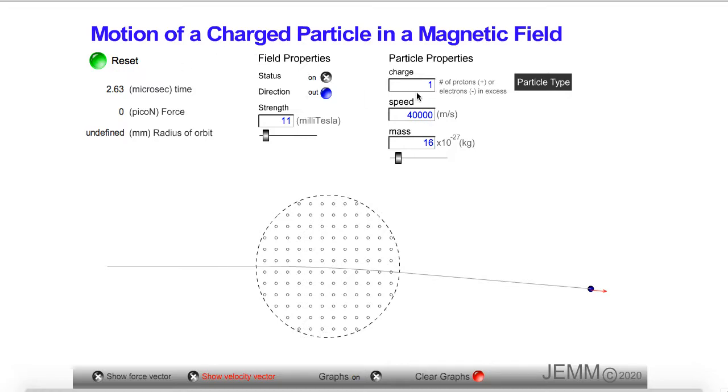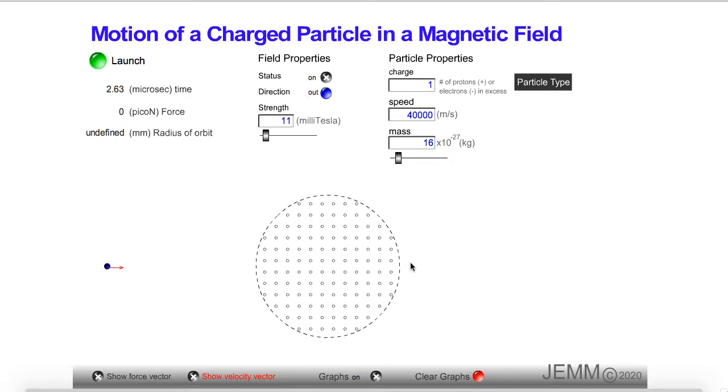Let's see what happens when I increase the charge from a charge of 1 to a charge of 5, meaning there are now 5 more protons than electrons on this particle. The deflection gets larger. That must mean that there's a bigger force acting on the particle. Let's go from 5 to 15, meaning now there are 15 more protons than electrons. And now the deflection is significant. The force has gotten greater.